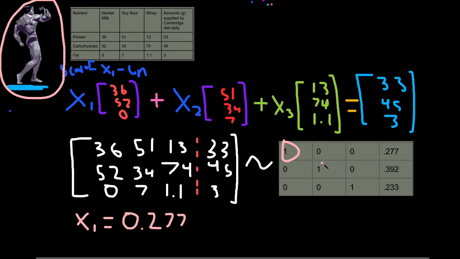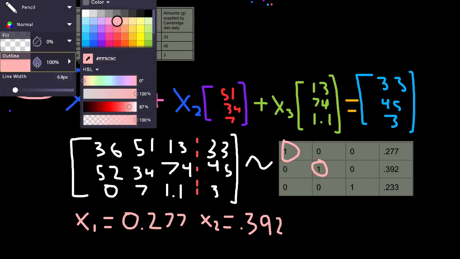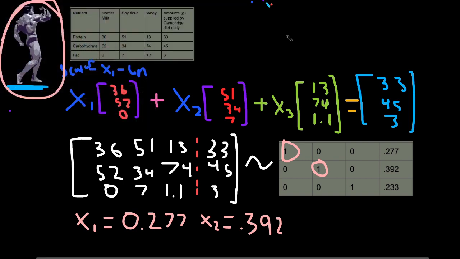Okay. Now moving on, we're going to go to our next pivot, which represents x2, and we can see that x2 is 0.392. As you'd expect, this is the amount of soy flour we need in our diet to look like this. Finally, go ahead and pause the video if for some reason you don't see the pattern, but x3, our last pivot here, will be represented as 0.233. And so this is how you solve the Cambridge diet using linear algebra.